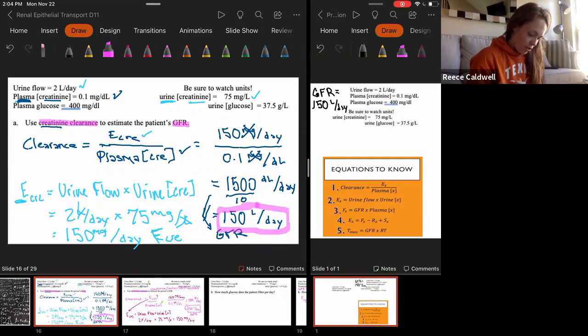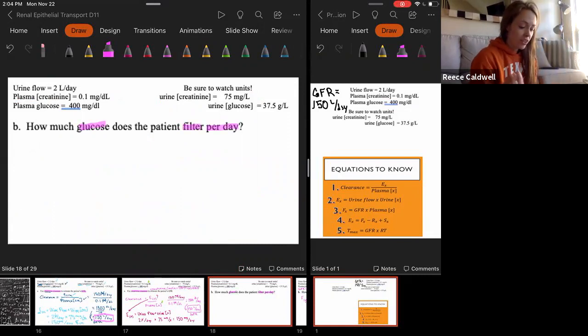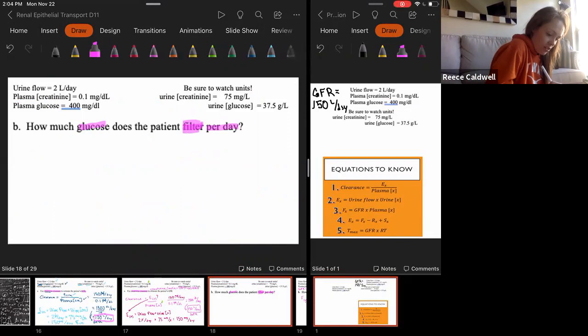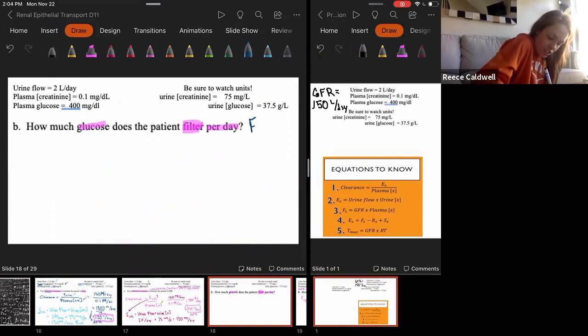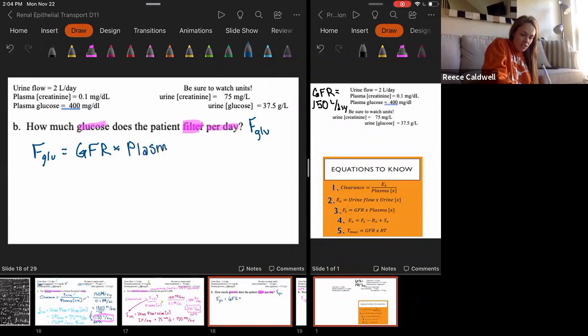All right, so moving on to B. B is asking us how much glucose the patient filters per day. So per day tells us we're looking at a rate, specifically the filtration rate of glucose. We look over to our equations and we do have an equation for filtration rate. The filtration rate of glucose is equal to our glomerular filtration rate, which we just solved for, times our plasma concentration of glucose, because we're now working with glucose, not creatinine.